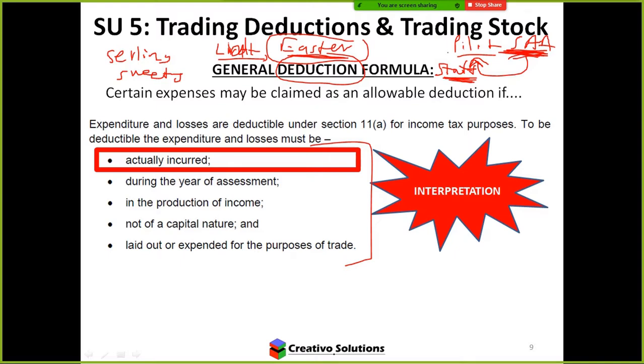Definitely not. The reason is that it doesn't meet the criteria. That's why I'm trying to explain that SARS goes with a formula rather than a list. They're not going to give a list, because a list might be deductible in certain situations.